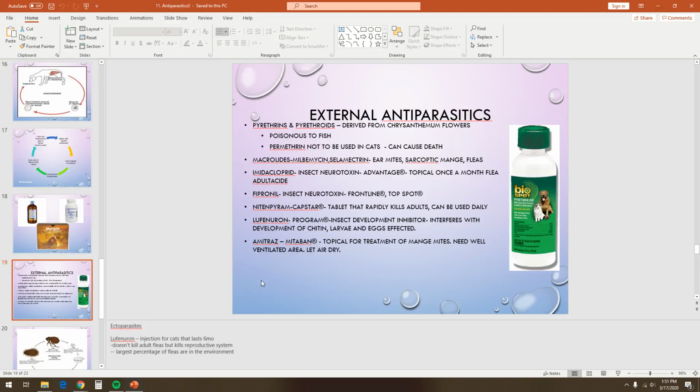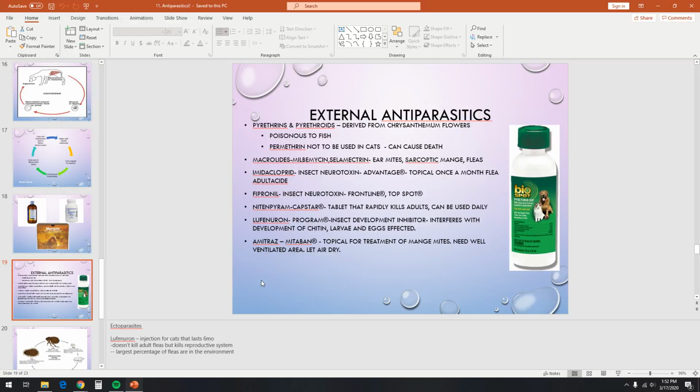Permethrins are not to be used in cats. So this is the one that I was talking about. If we see it as a dog medication and it's given to a cat, it can cause anaphylactic shock and death in our cats. It's really, really dangerous.